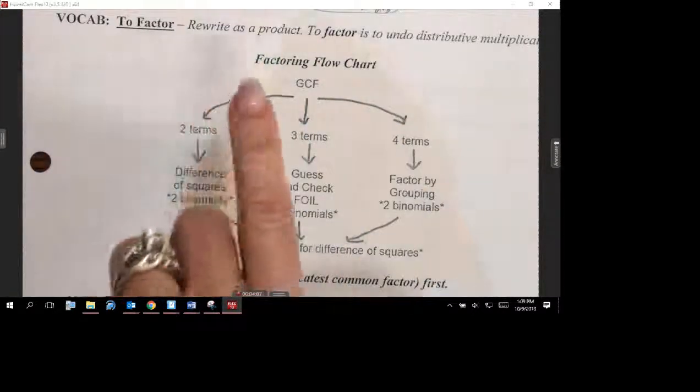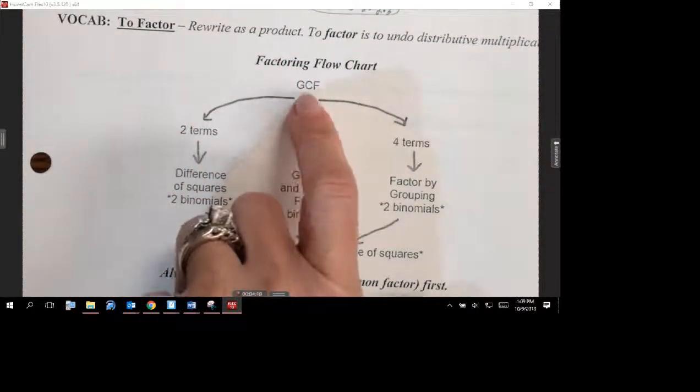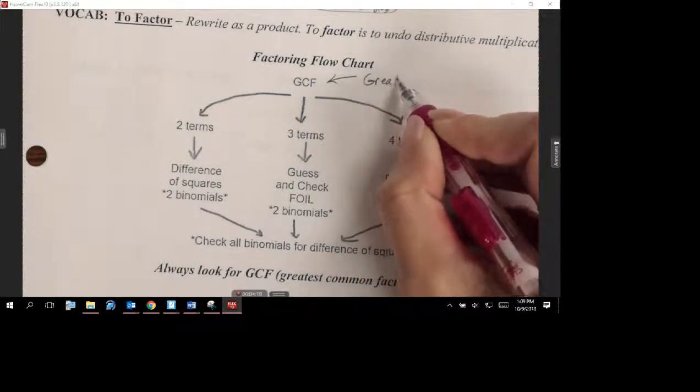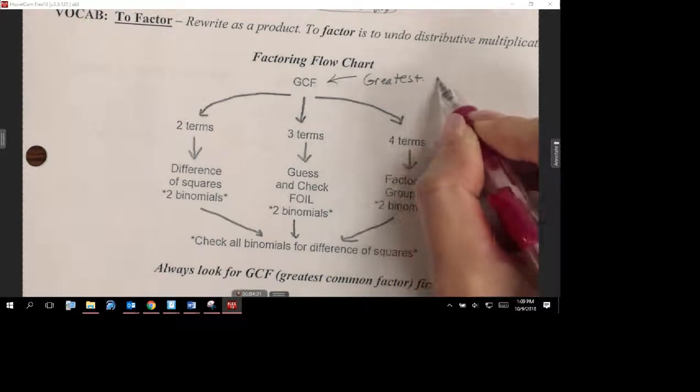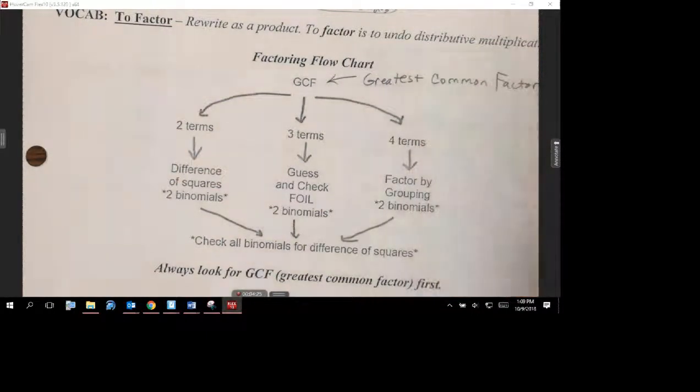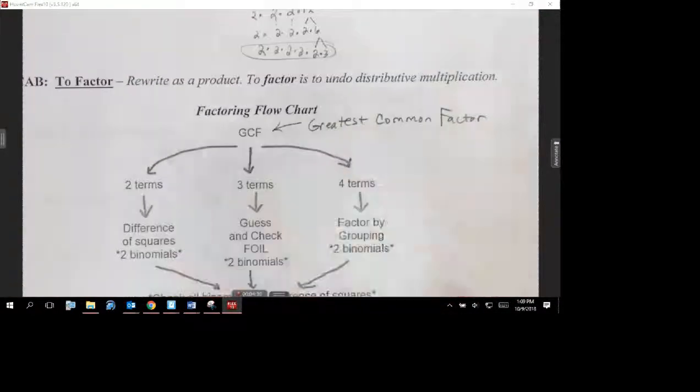This is what you do to factor. The very first thing that we always do, you always look to see if there is a GCF. Do you know what GCF means? Greatest common factor. Remember, factor is something that goes evenly into the number, and common means they both have it. So I'll go over how to do that. I'm just going over the steps right now.